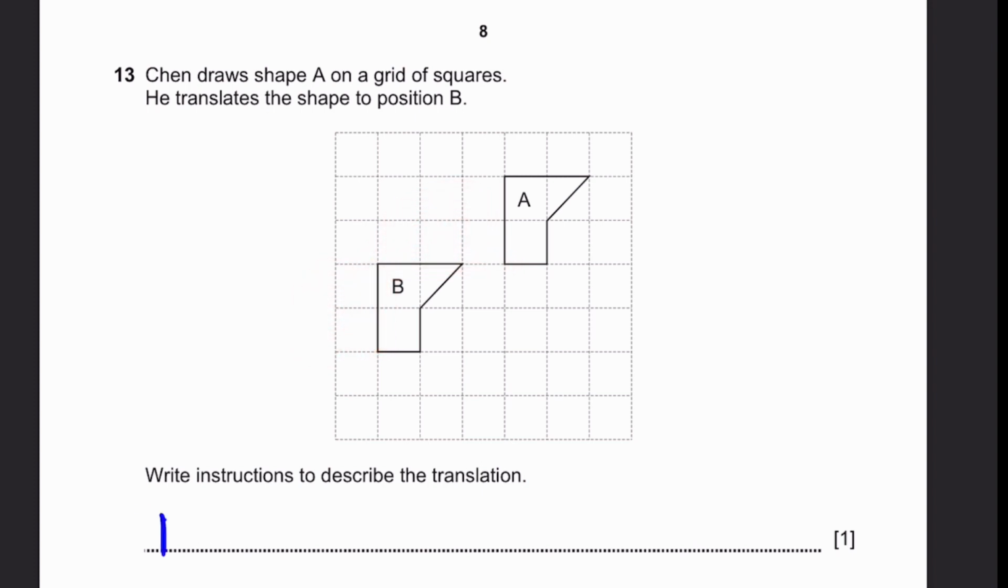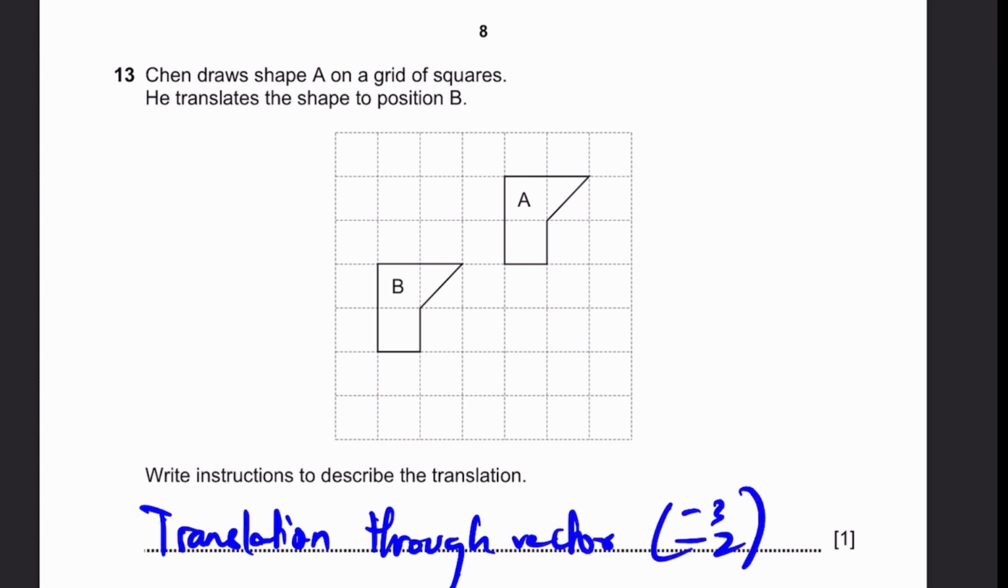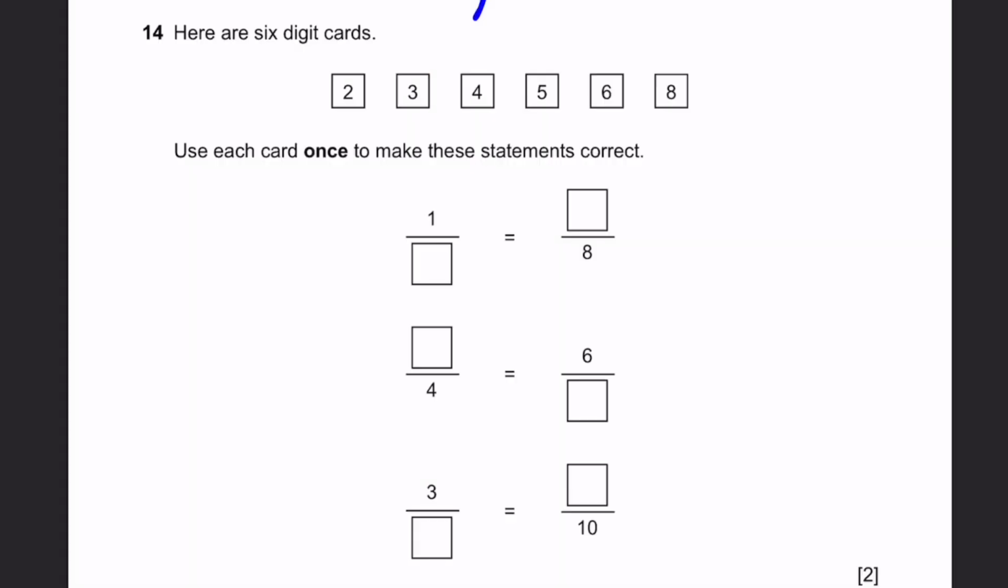So it's a translation to vector minus 3, minus 2. Because the minus 3 x coordinate has to come on top and minus 2 has to come on the bottom.